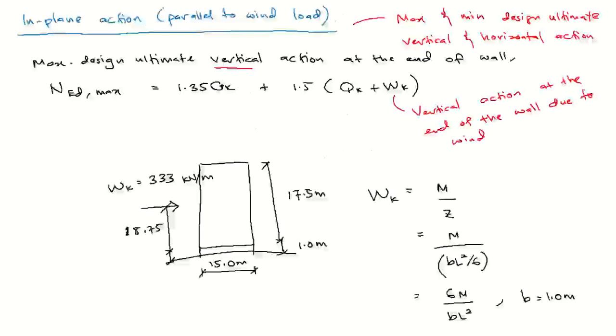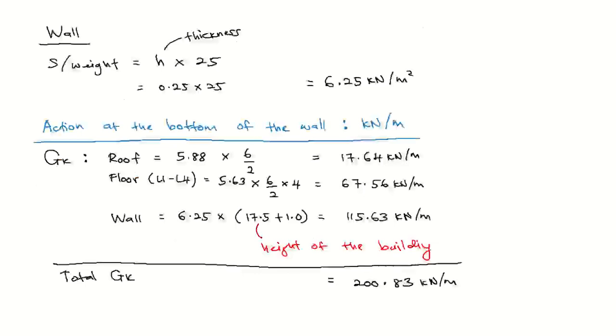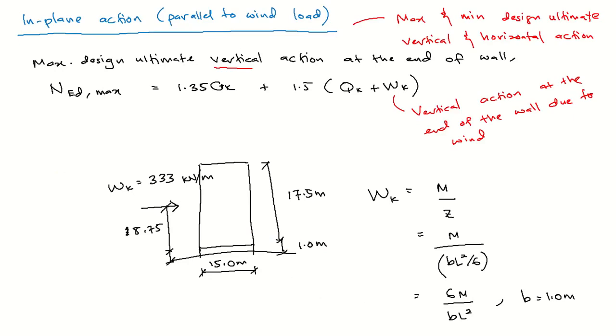Once you have the WK, we can plug into the formula of NED max here. Okay, and the value of GK and QK is from here. QK is 59.4, GK is 200.83. So let's plug into the formula of maximum design ultimate vertical action at the end of the wall, due to the wind that comes from here. Okay, what is the vertical action at the end of the wall?